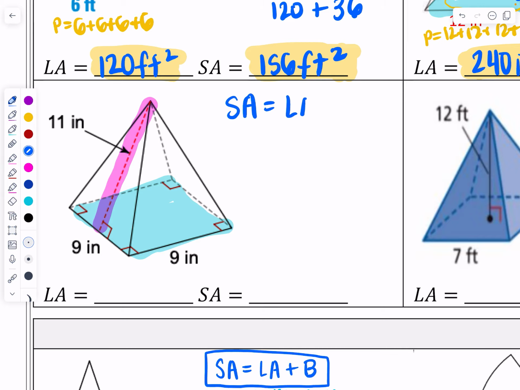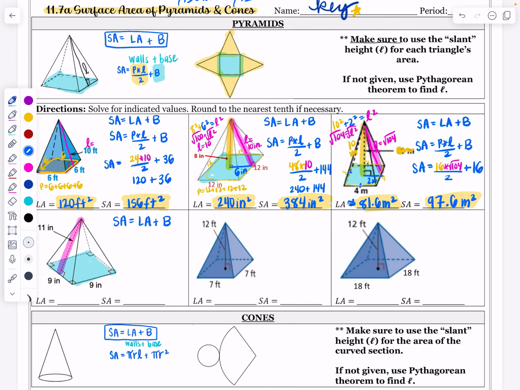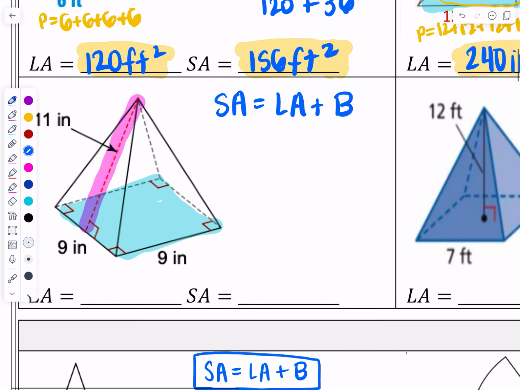Surface area equals my walls plus one base, not two bases, but one. Make sure I did that earlier too. Yes, just one base. That's why I always write this step, it just helps me think through the formula. I have the walls plus one base. Well, what are my walls? It's going to be P times L divided by 2 plus my base. So what is my perimeter going to be of the base? 9 plus 9 plus 9 plus 9. That's going to be 9 times 4, which is 36.